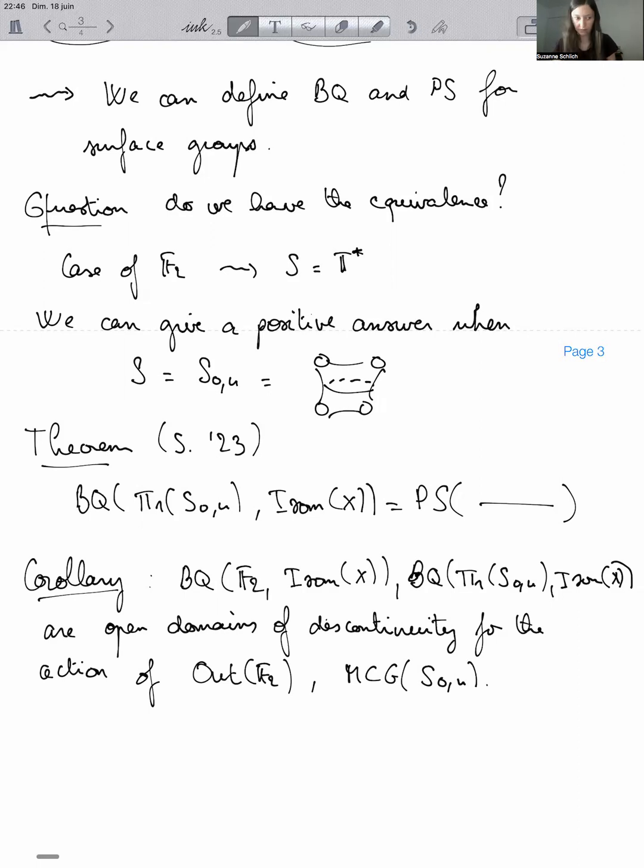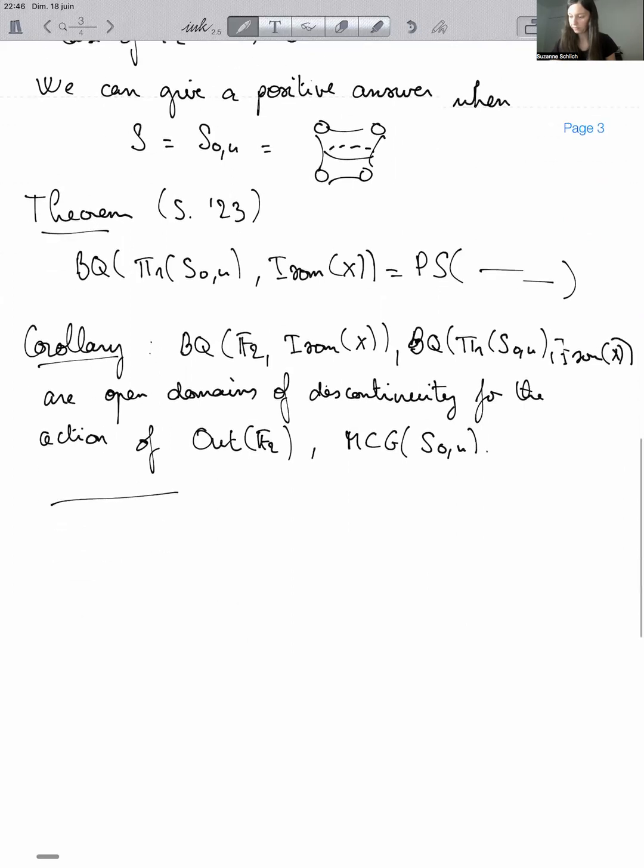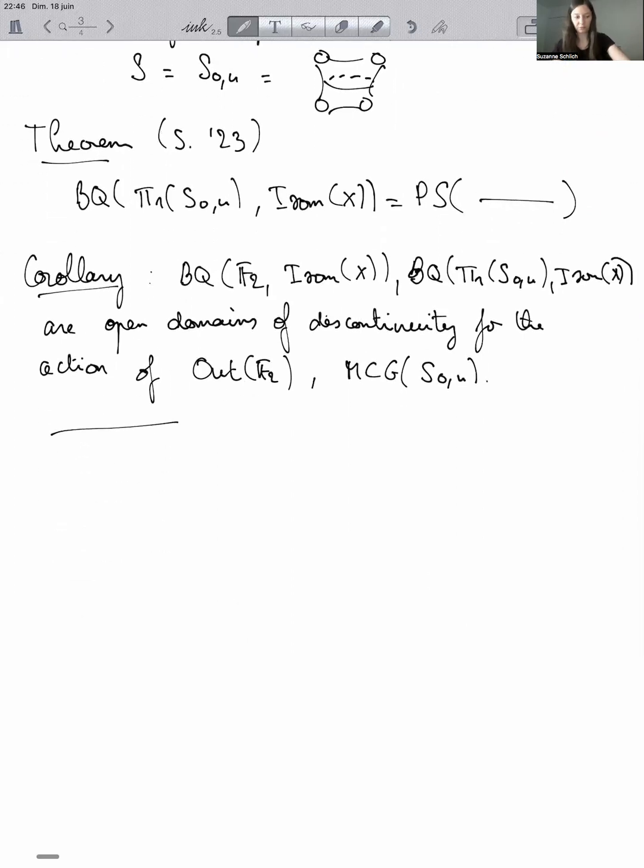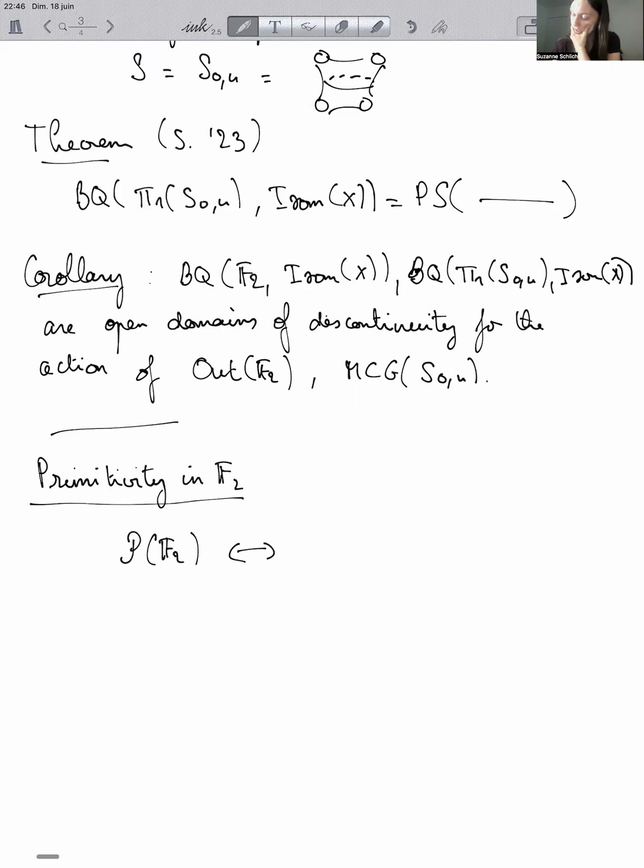So now I'd like to give some ideas of the proof. But before getting right into the proof, I would like to talk a bit about primitivity in F2. The main point is that primitive elements in F2 are in bijective correspondence with rational slopes.